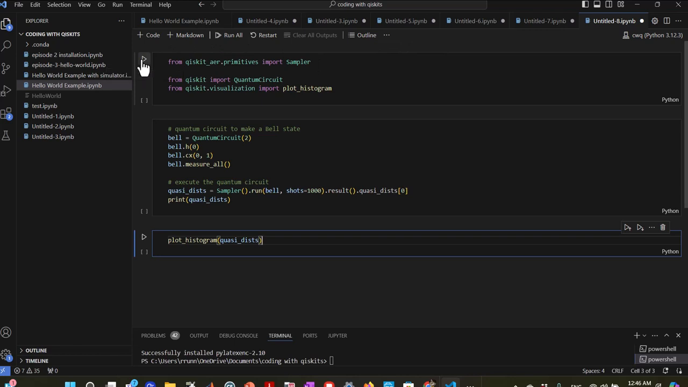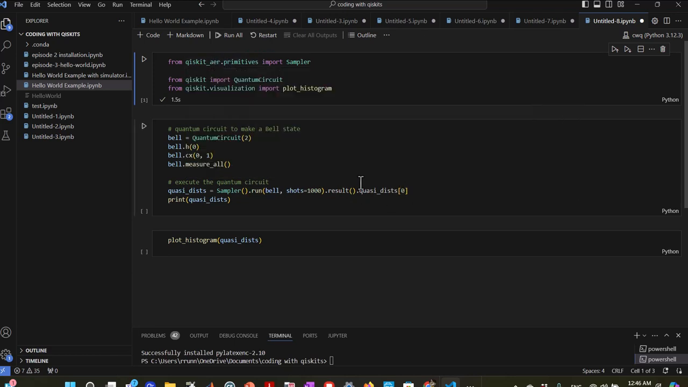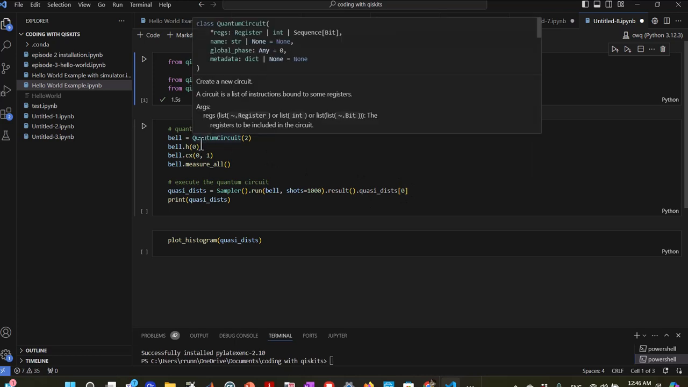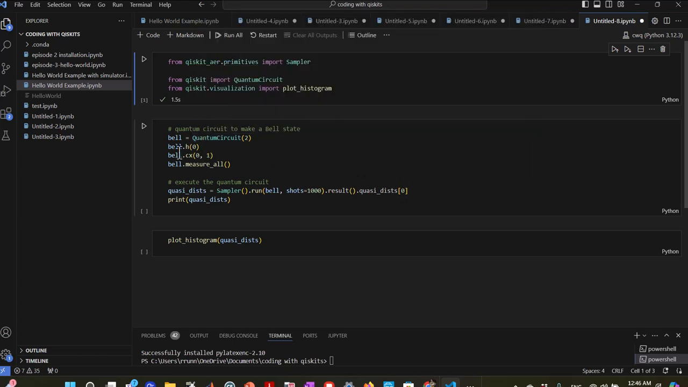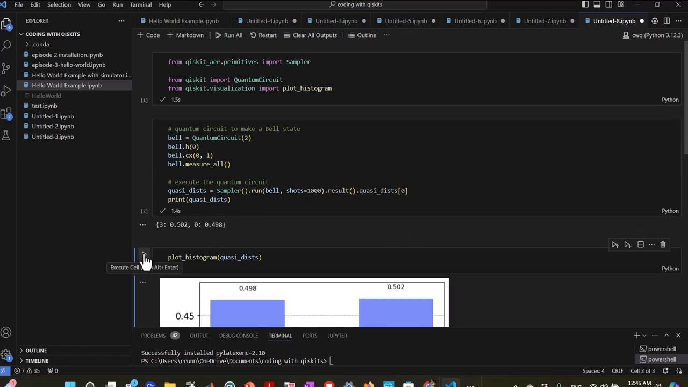Okay, so first we are going to get the Aer simulator. Then we are going to create a quantum circuit with a Bell state, and then we're going to execute it with 1,000 shots, and then we get our results, and then we can plot it.